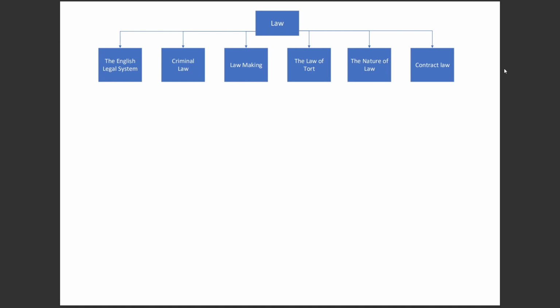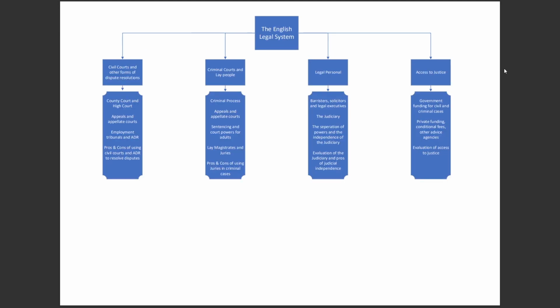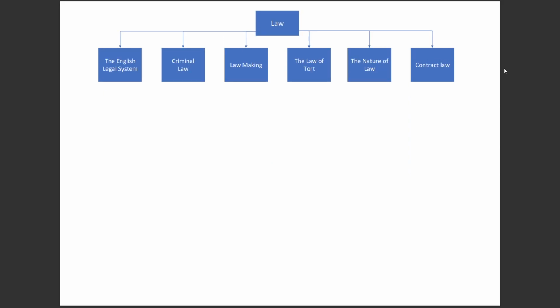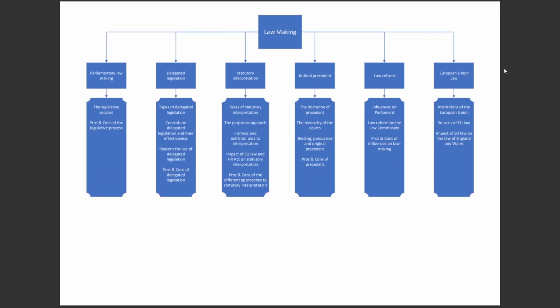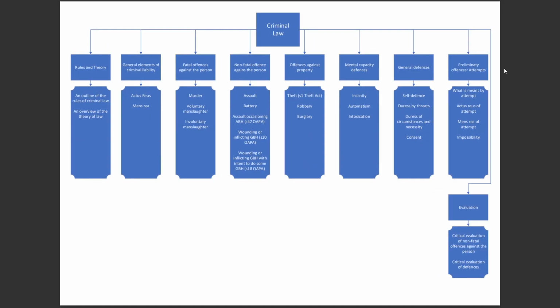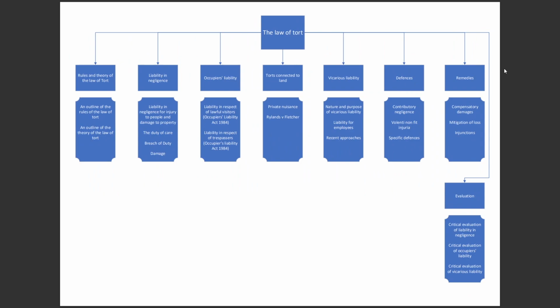So building a framework in your head of the OCR A-Level Law curriculum is really important. It'll allow you to access the knowledge really quickly in the exams, which stops you from wasting time. And it'll also let you draw links from one subtopic to the other. So what I've done is I've made this PDF outlining the OCR law curriculum. It goes through the English legal system, criminal law, lawmaking, and the law of tort.